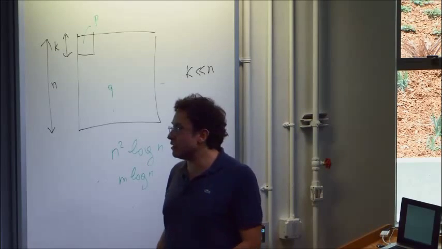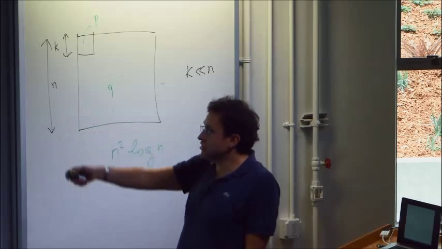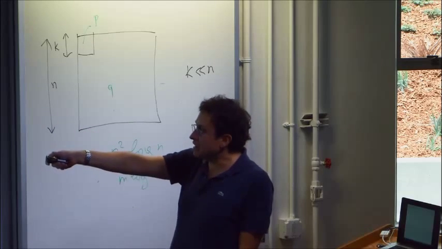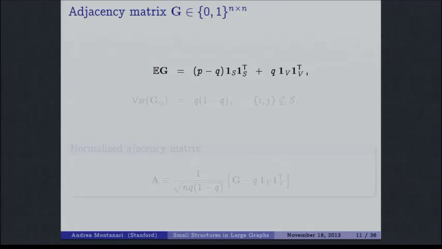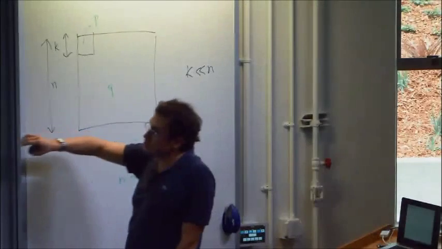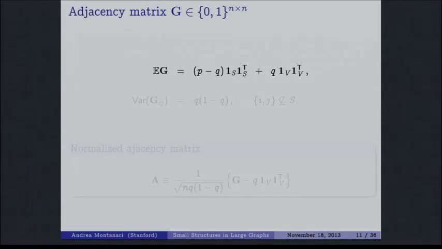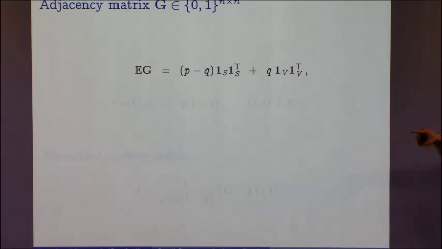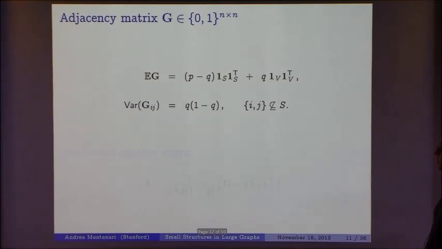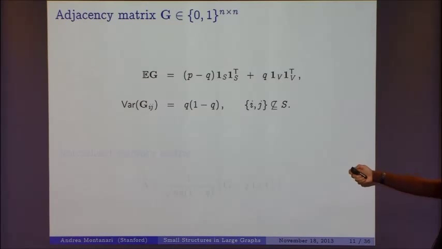So the right way to think about this is, call G the adjacency matrix, and what is easy to see is that the expectation of G is what? Well, it's p here and q there. So this is the all one matrix, and then there is a perturbation that is p minus q times the indicator vector over S times its transpose. So this is the expectation. And its variance is, apart from the clique, is q(1 minus q).